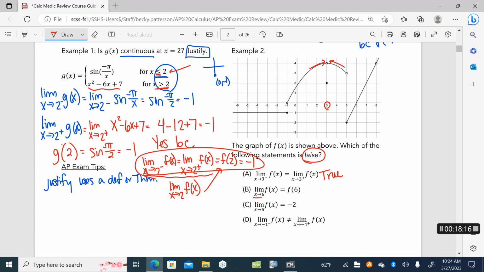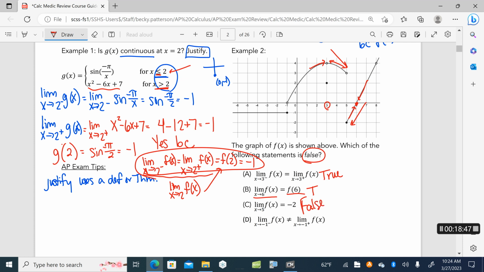B says the limit as x approaches 6 equals f of 6. And yes, as it approaches from the right and the left, that's the same place, which is also where it is filled in. So this is also a true statement. C says the limit as x approaches 5 is negative 2. And I can already tell that's false because as I approach 5 from the right and 5 from the left, those are two very different places. So that is a false statement.